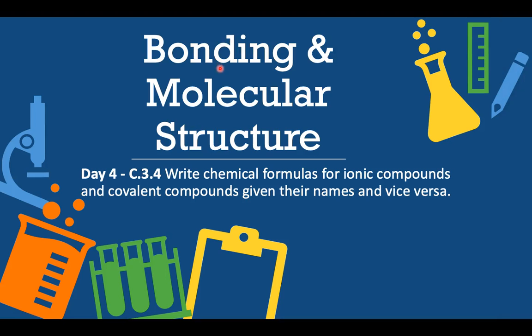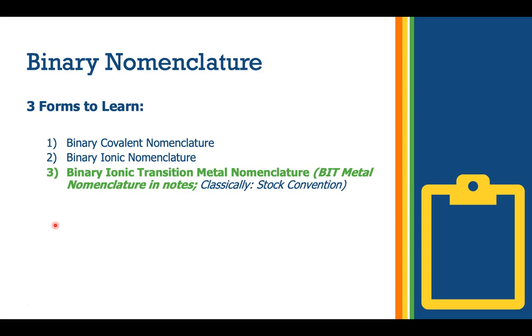Alright guys, welcome back to our unit on bonding and molecular structure. We are going into day 4 on our C.3.4. Alright, this is our third form to learn for binary nomenclature. We're doing binary-ionic-transition metal nomenclature. This is what I call bit metal nomenclature in the notes. Classically, however, it is referred to as stock convention.